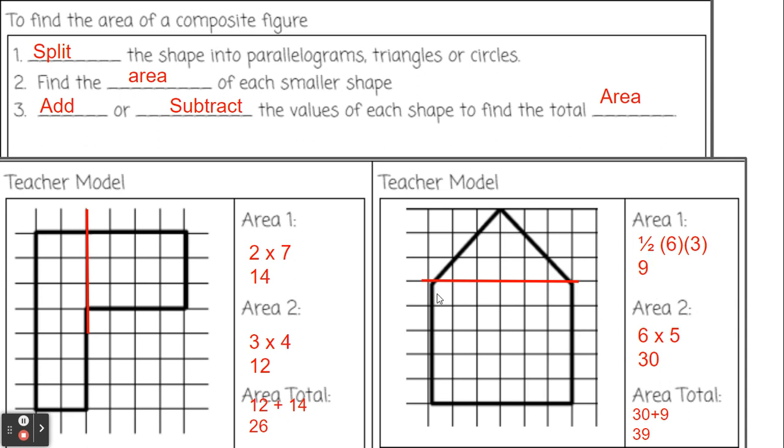My second area is 1, 2, 3, 4, 5, 6 squares by 1, 2, 3, 4, 5 squares. So I do 6 times 5 and I get 30. When I add the area of those two figures together, I get 39.